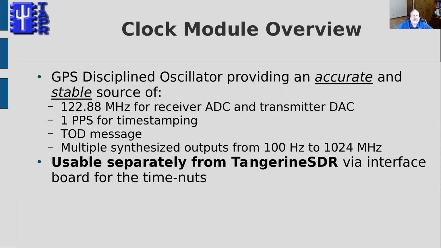We generate a number of frequencies, both at RF for the receiver and transmitter, and a pulse per second used for time stamping. And we also wanted to make sure that this system could be used separately from the Tangerine SDR because we think that the time nuts may be interested in a number of its capabilities.